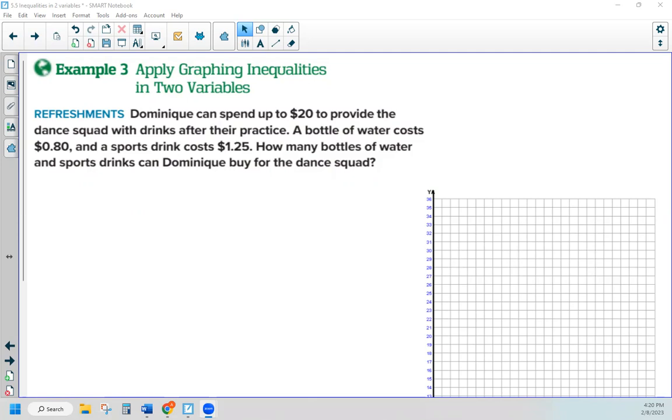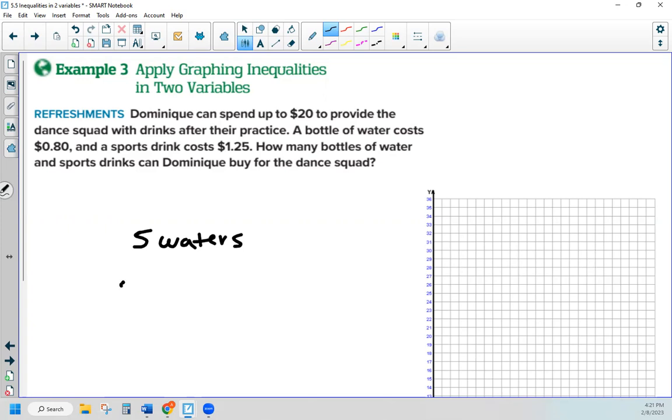So the way that we can think about it is, there are several different answers. There's several combinations, because if you think about it, what happens if Dominic decides to buy 5 waters? What's the common sense math that you would do? If you know you're going to buy 5 waters, that means you're going to be doing 5 times the cost of the water, which is 80 cents, and then you're going to see how much money is left over.